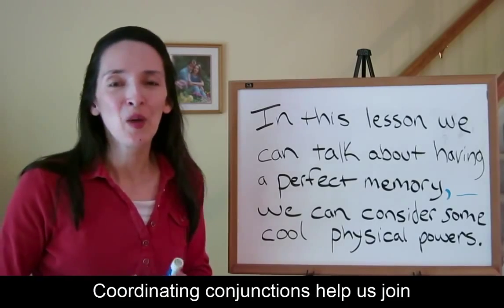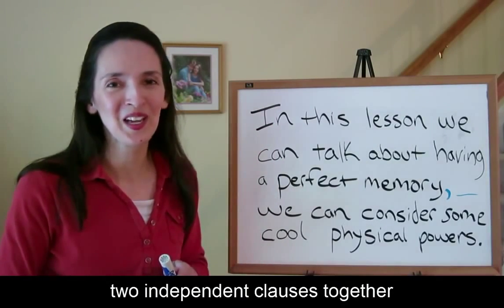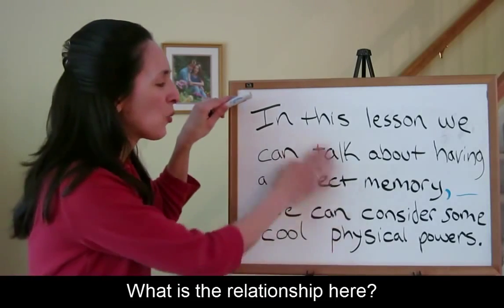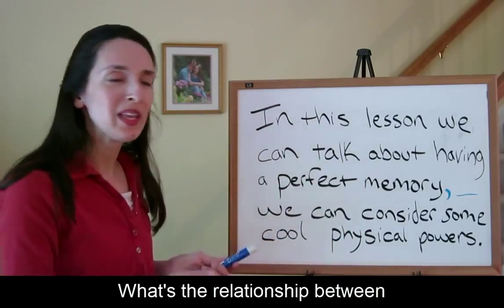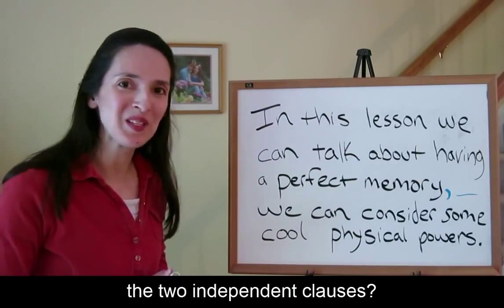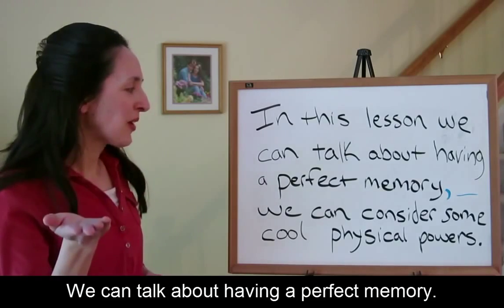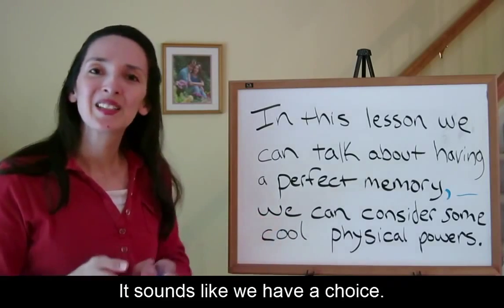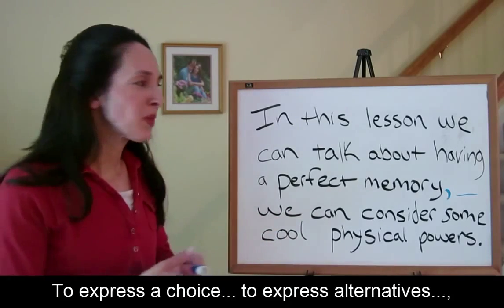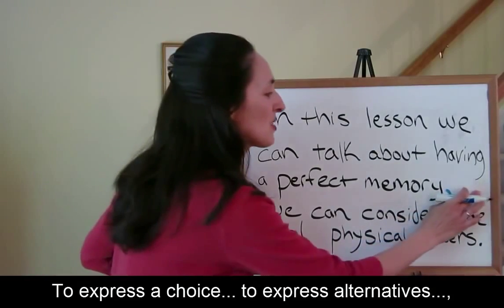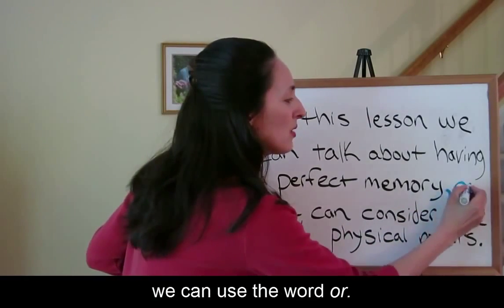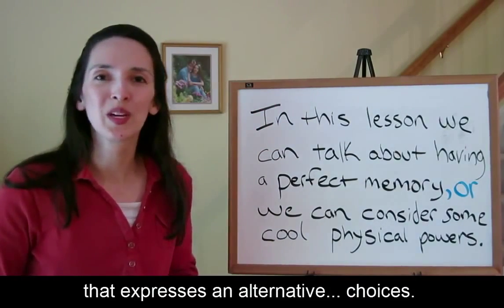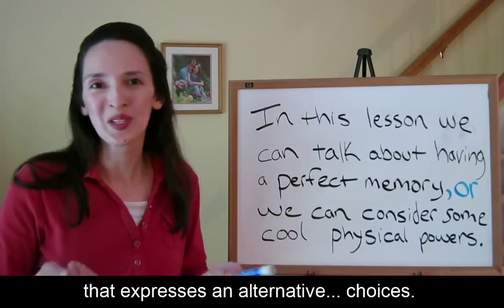Coordinating conjunctions help us join two independent clauses together to form a compound sentence. We need to think, what is the relationship here? What's the relationship between the two independent clauses? We can talk about having a perfect memory. We can consider some cool physical powers. It sounds like we have a choice. To express a choice, to express alternatives, we can use the word or. Or is a coordinating conjunction that expresses an alternative, choices.